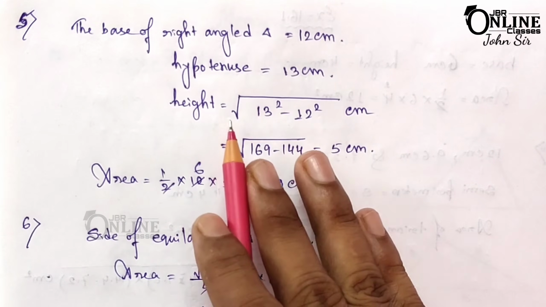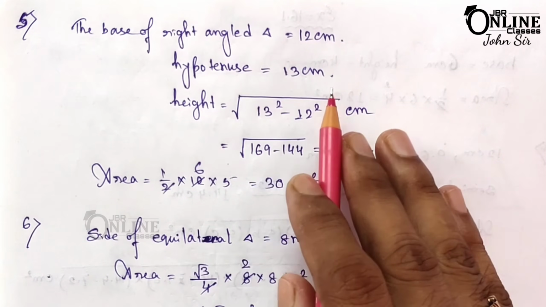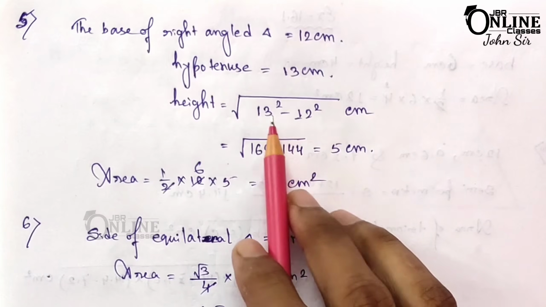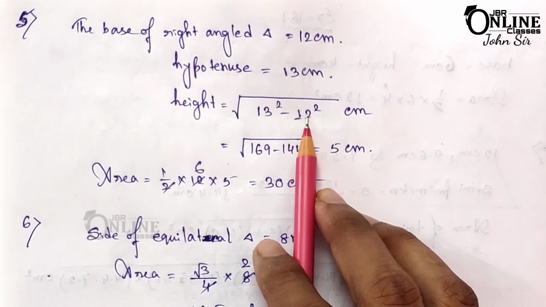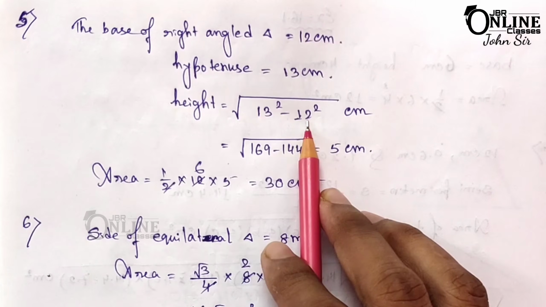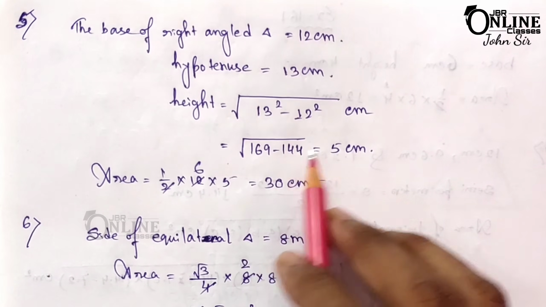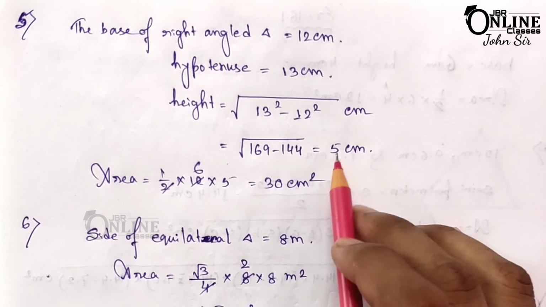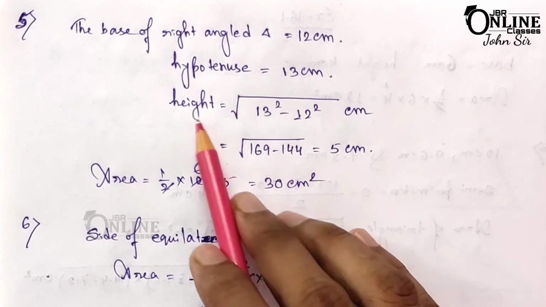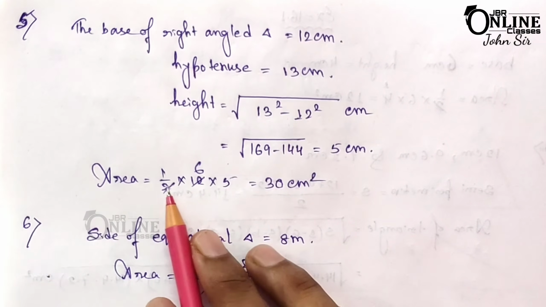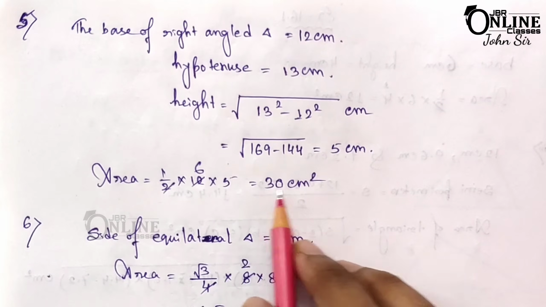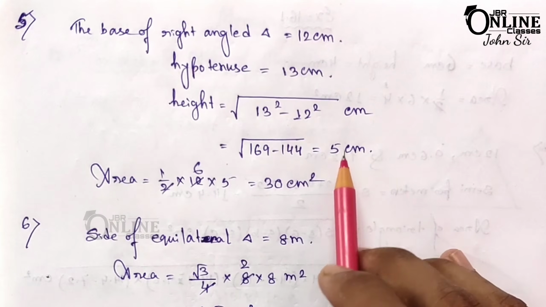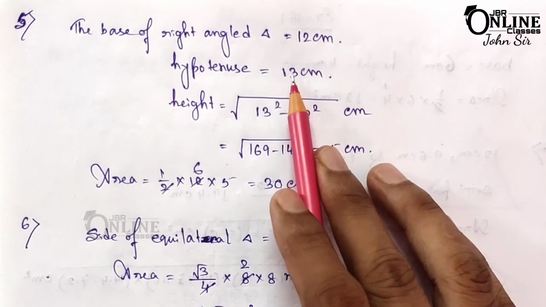Hypotenuse square equals base square plus height square, or perpendicular square, you can say. So here height or perpendicular will be root over hypotenuse square minus base square. So here 13 square minus 12 square. 169 minus 144, it becomes 25. So root over 25 means 5 centimeter. Okay, so here base 12, hypotenuse 13 and height 5. Now area equals half into base into height, and it becomes 30 centimeter square. Okay, and next you have to find out the perimeter. So to find out the perimeter, just add 12, 13 and 5.